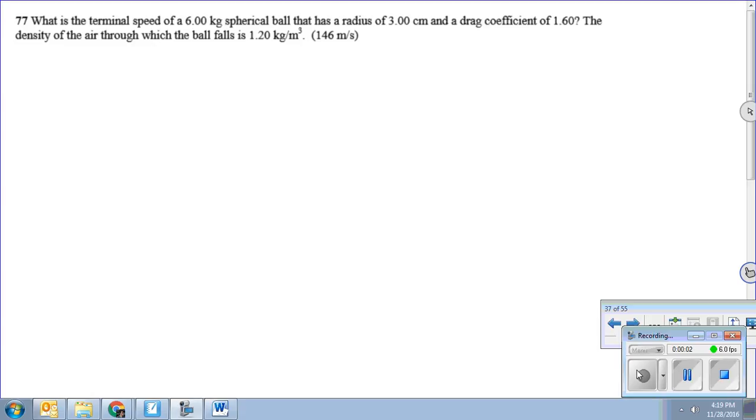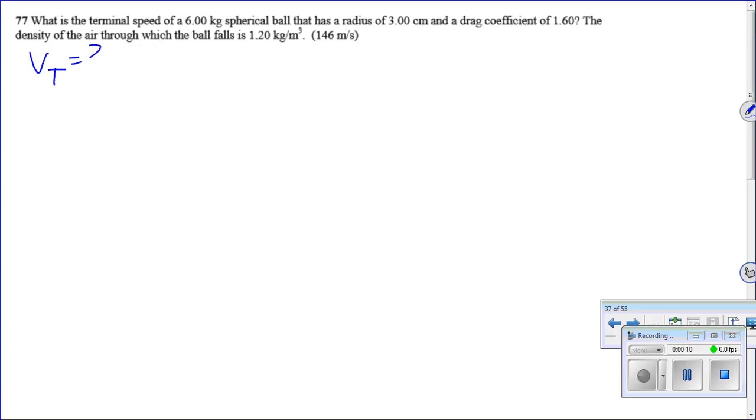All right, here we go. So this is problem number 77 from Chapter 6 of the Halliday and Resnick textbook. It says, what's the terminal speed? So we're looking for a terminal velocity of a 6 kilogram spherical ball.